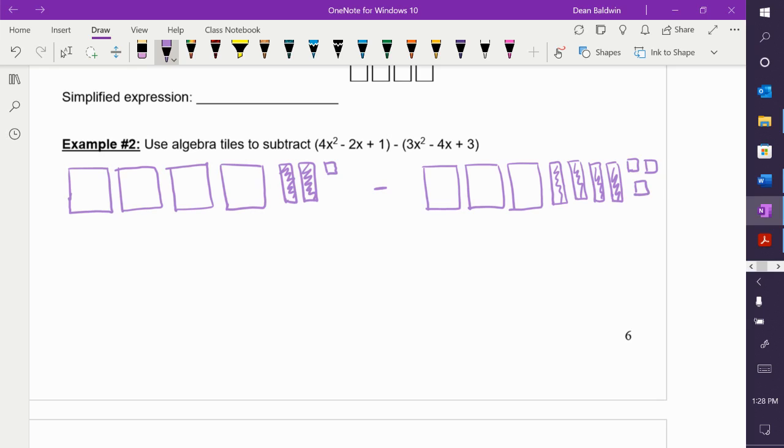Okay, you ready? I just drew the algebra tiles. I didn't do anything else. Okay? That is me just drawing out the algebra tiles for each one.